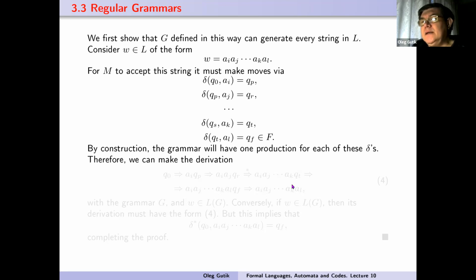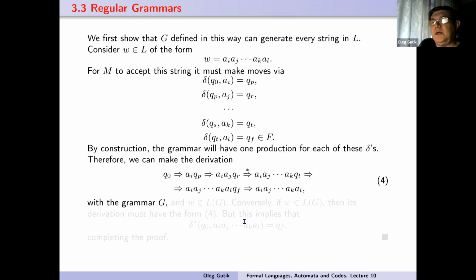Therefore, we can make the derivation: q0 into a_i q_p into a_i a_j q_r into a_i a_j a_k q_t into a_i a_j a_k a_l q_f into a_i a_j a_k a_l. So the grammar G generates the word W, which is in L of G.